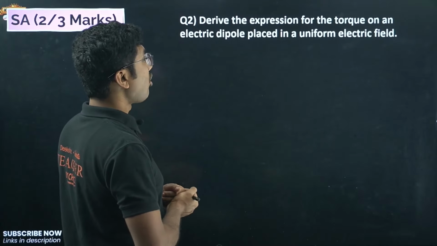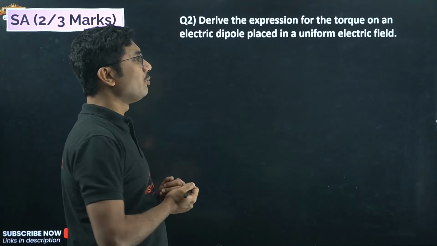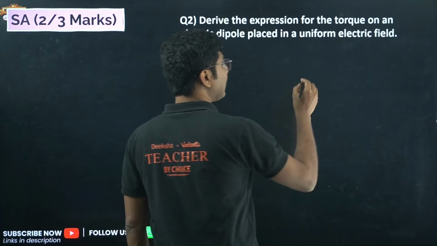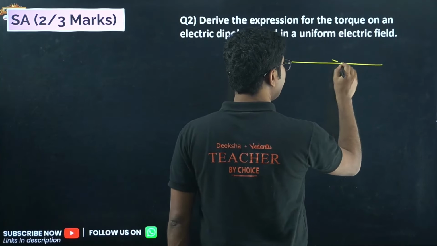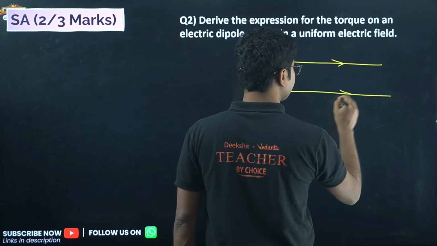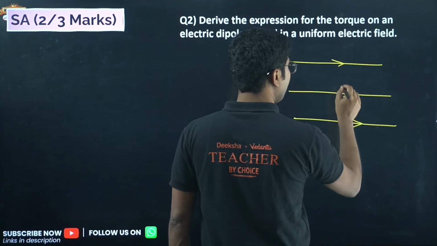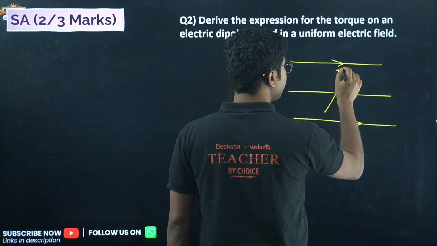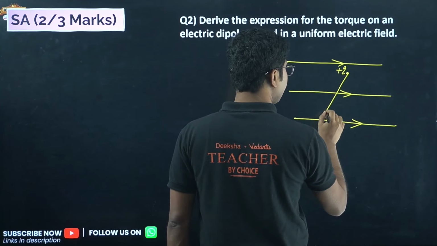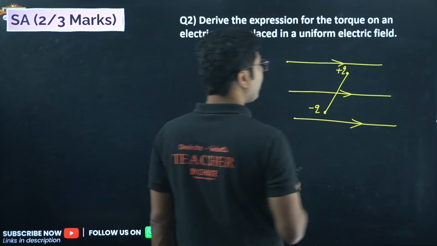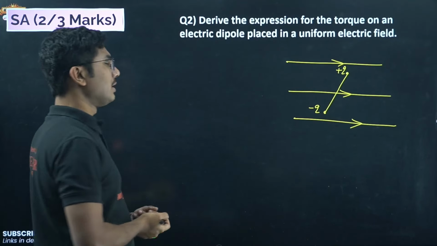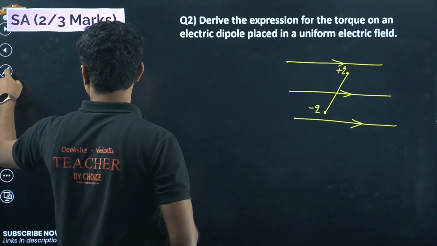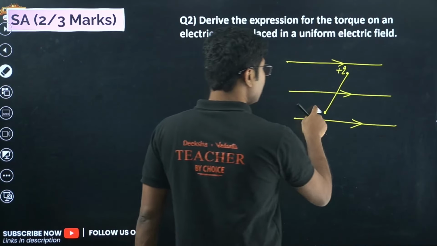Derive the expression of torque on an electric dipole placed in a uniform electric field. So here we have an electric field and we also have an electric dipole, okay? So this is the positive charge plus q, this is the negative charge minus q, okay? So what is the torque acting on it? We have to calculate the torque acting on this dipole. So how to do that?